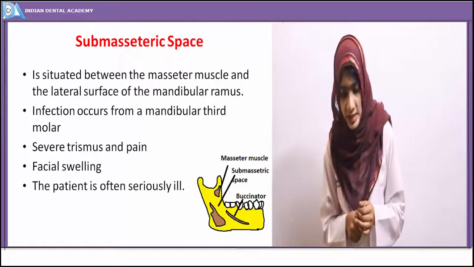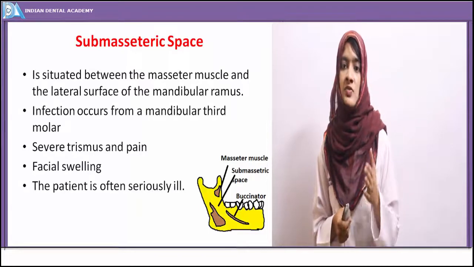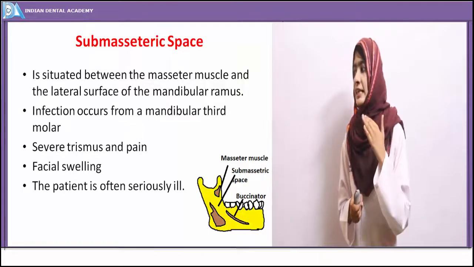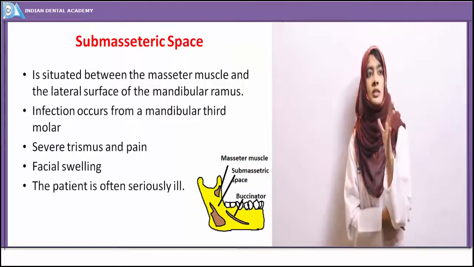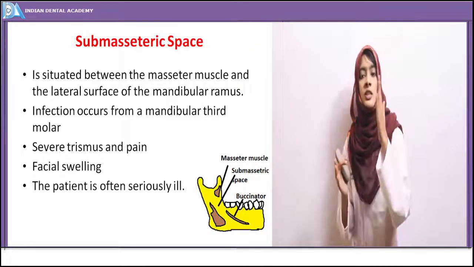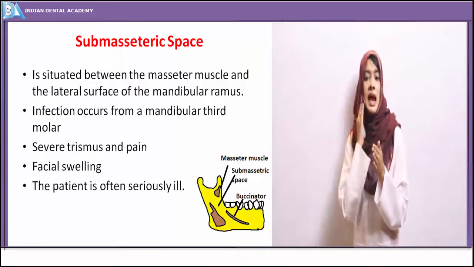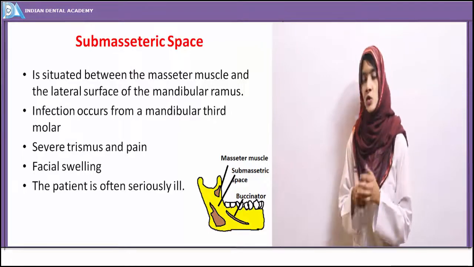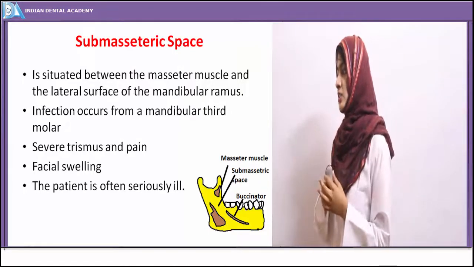Now we'll see the submasseteric space infection. It is a space infection seen in the lower jaw. The submasseteric space is bounded, or seen, between the masseter muscle and the lateral surface of the mandibular ramus, as you can see in the diagrammatic representation there.